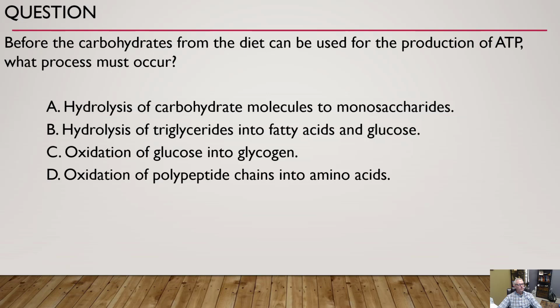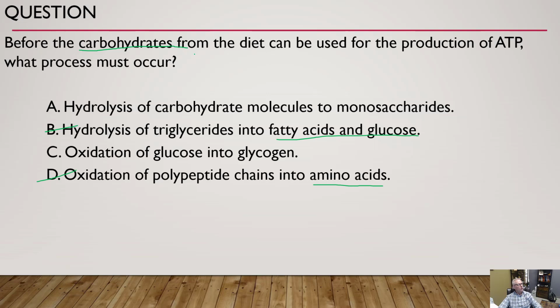All right, before carbs from the diet can be used for ATP production, what process must occur? Hydrolysis of carbs, hydrolysis of triglycerides, oxidation of glucose, or oxidation of polypeptide chains into amino acids. So we can get rid of some of these statements. Amino acids, we can get rid of that one because that's proteins. We can get rid of this one because carbs don't go into fatty acids and glucose.